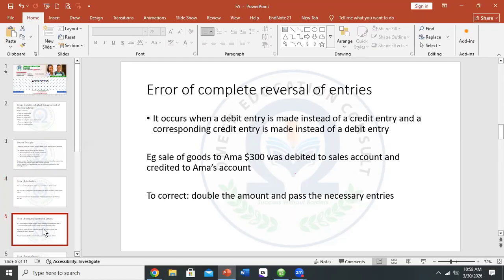They were supposed to debit the account, but they credited it, and they were supposed to credit the account correspondingly, but they debited it, right? That is an error of complete reversal. What is crucial here is that if you are correcting it, double the amount.